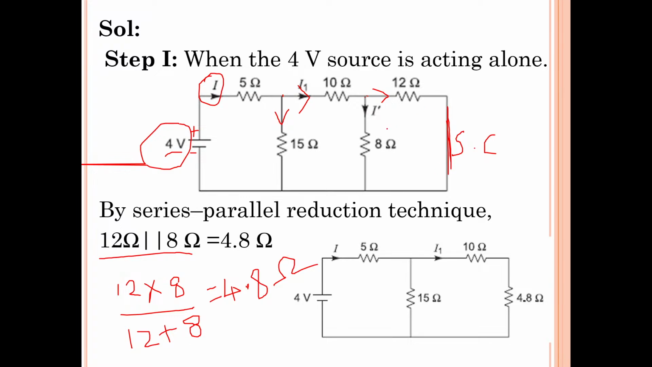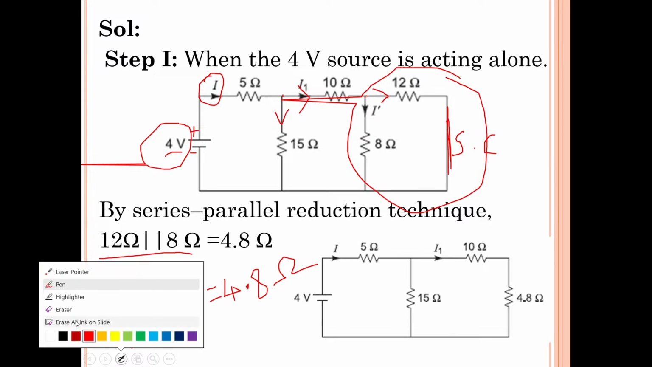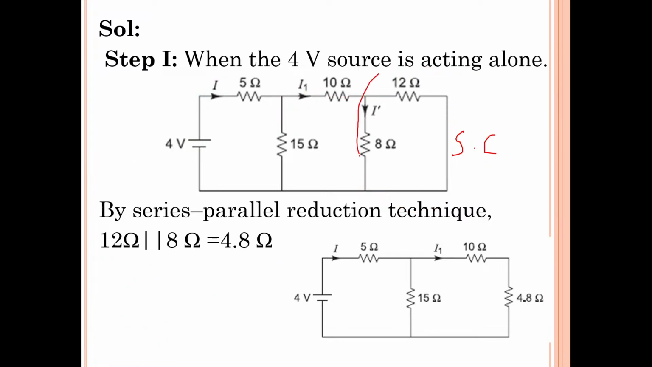So what is the equivalent resistance? 12 into 8 by 12 plus 8. Can anyone give me the answer? Is 4.8 correct? 12 ohms and 8 ohms are parallel, so the equivalent resistance of this portion is 4.8 ohms.